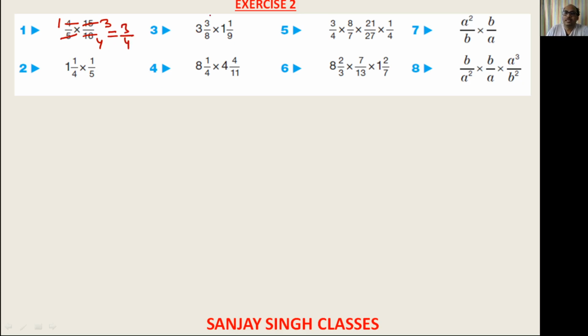Similarly, in this type of mixed fraction, whenever it is there, we need to convert it into an improper fraction first. So for this it becomes 8 3s are 24 plus 3, 27 by 8. So we write 27 by 8 into this one, 9 into 1 is 9 plus 1, 10 by 9. So 10 by 9, and we can cancel with this 3. 3 9s are 27. Again with 3, we can cancel this 9 as 3.